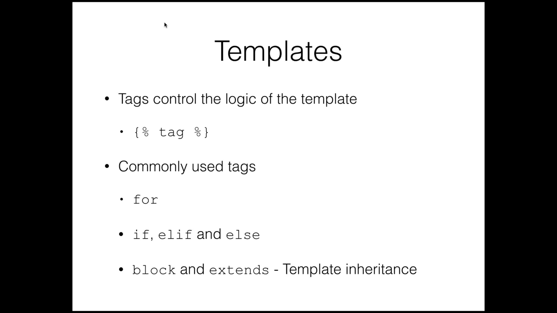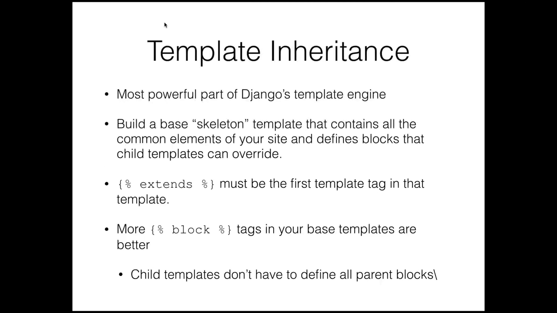So in the templates you can use tags to control the template. The commonly used tags are for, if, block, and extends. Block and extends are used for template inheritance, which is basically a way to nest templates. So I think that's similar to tiles, except that I think it's much more dynamic and easy to work with. At least that's what I found.